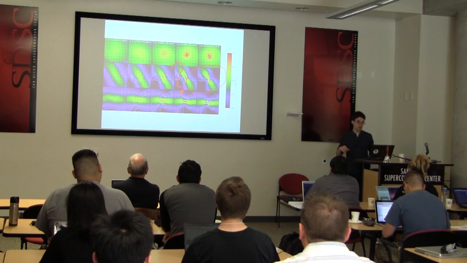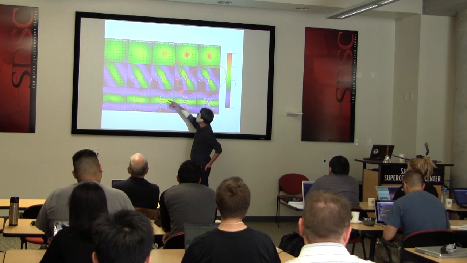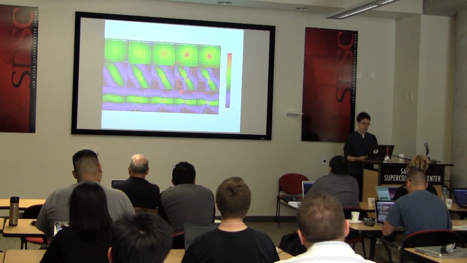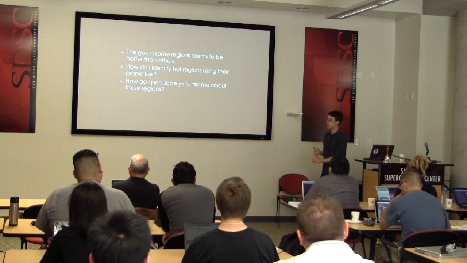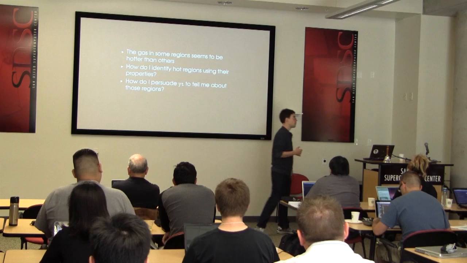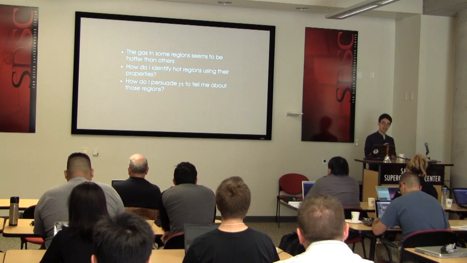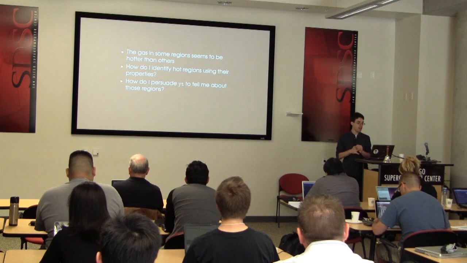And so I started to see, as a disk would form, the formation of these little hot bubbles. And these hot bubbles, I wanted to know, are they fully atomic? Are they molecular? Are they going to move up? Are they going to move down? Could they decrease the optical depth as radiation is attempting to escape from a protostar? And so I thought about this in the context of those three steps. The physical meaning to me was there's gas in some regions that seems to be hotter than others, and what does this mean for the growth of these stars? The second question is, based on the data, how do I identify hot regions in my simulation using only their properties? And the final one was, how do I persuade YT to tell me about those regions?